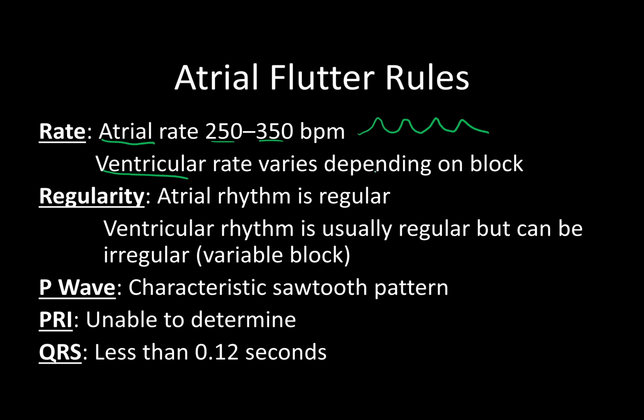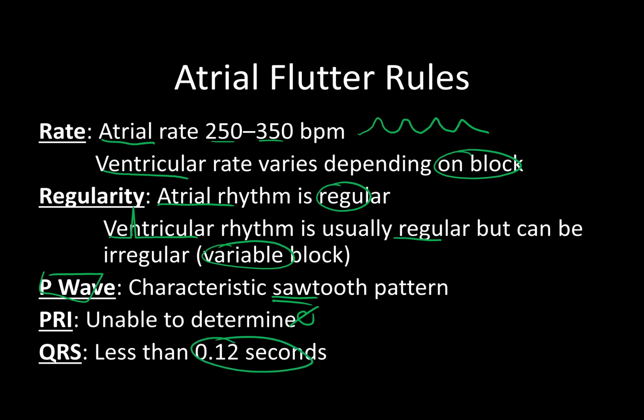Whereas your ventricular rate, depending on how often it's being blocked, you're going to have QRSs that pop up in different locations, and so you'll have a separate rate for those. The atrial rhythm is actually going to be very regular, but the ventricular rhythm is usually regular, but in the cases where the block is variable, that can create irregularities. Your P wave is going to be super unique. It's going to have that characteristic sawtooth pattern. You won't be able to get a PRI because it's just one P wave after another. But your QRS should be normal.